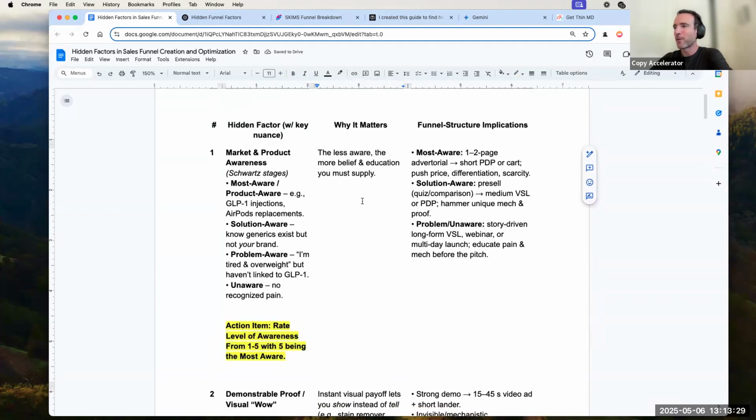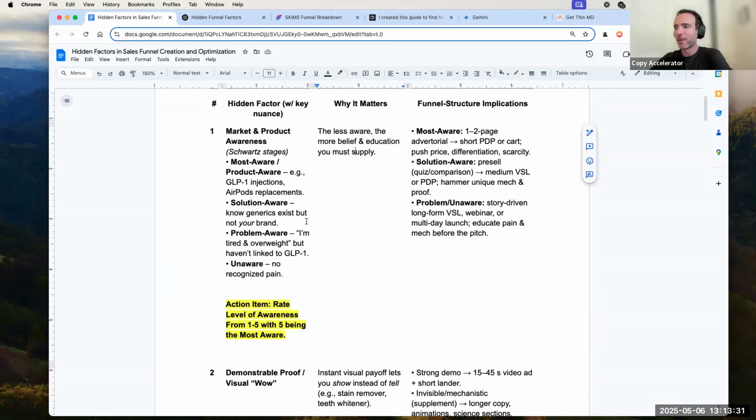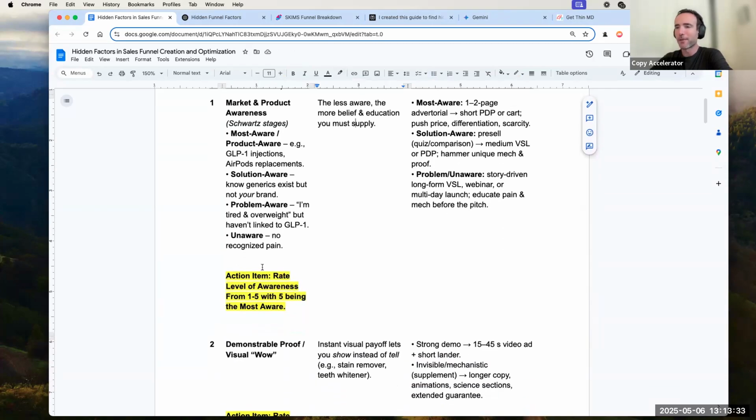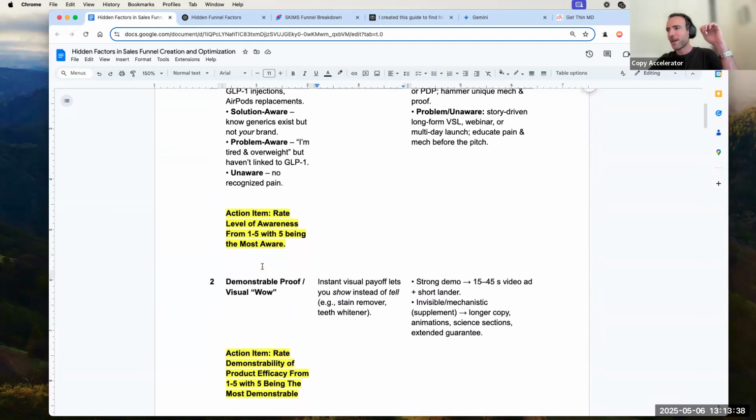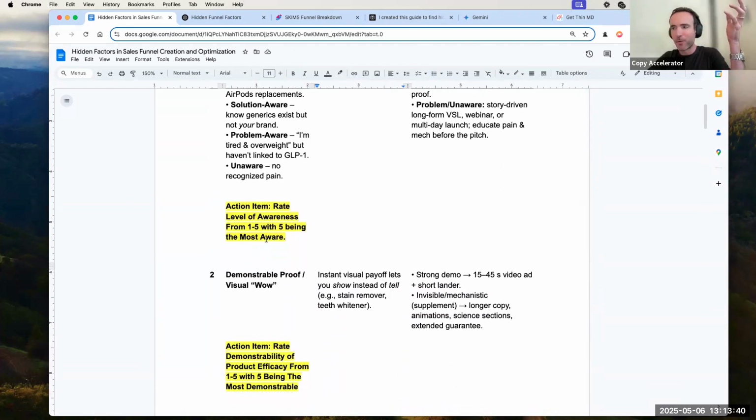So that's one factor, right? If you go to Get Thin, for example, you'd probably rate that one as a 5. And remember, the higher the rating, the less copy you need to have. What about demonstrable proof, right? The visual wow.